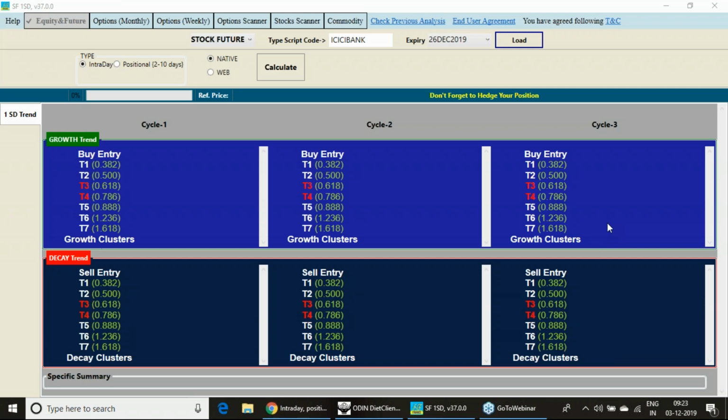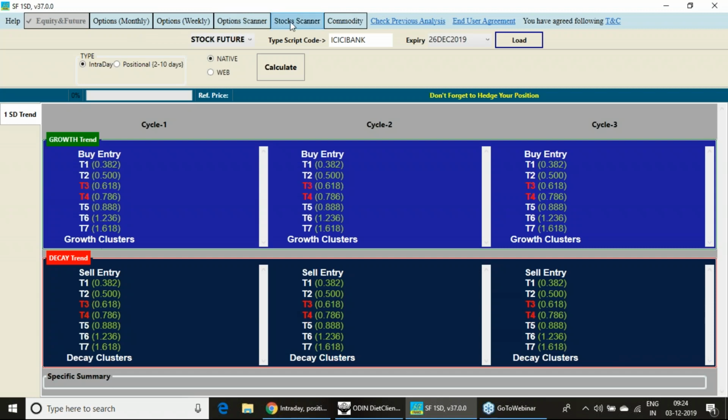Then what are the segments you are able to trade in this software? You can trade stock future, equity, index future, currency future. All these things you can do. You can also analyze for the commodity. You can also trade weekly and monthly option contracts. You can also use the option scanner and stock scanner.